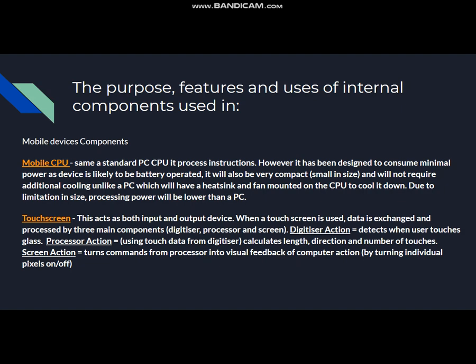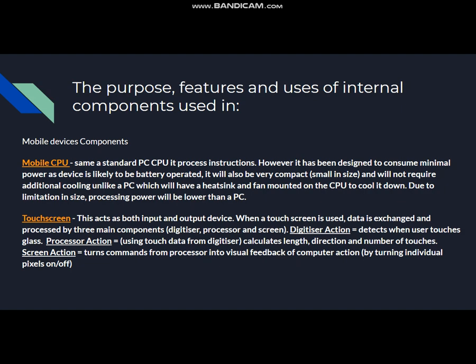So within the digitizer, we have a digitizer action, which detects when the user touches the glass, and what sort of action is being done. And then using that touch, we have a processor action, which calculates the length, direction, and number of touches. So for example, talking about the length, if you press and hold a particular part of the screen, it would obviously do a different function to if you, let's say, pinch the screen or swipe. Okay, so the processor action is what figures that part out.